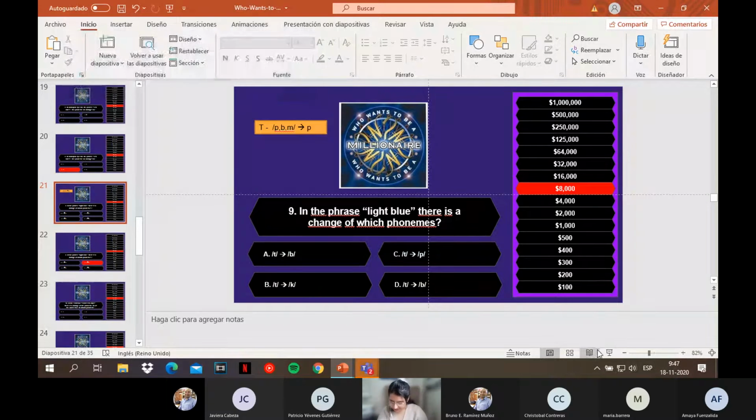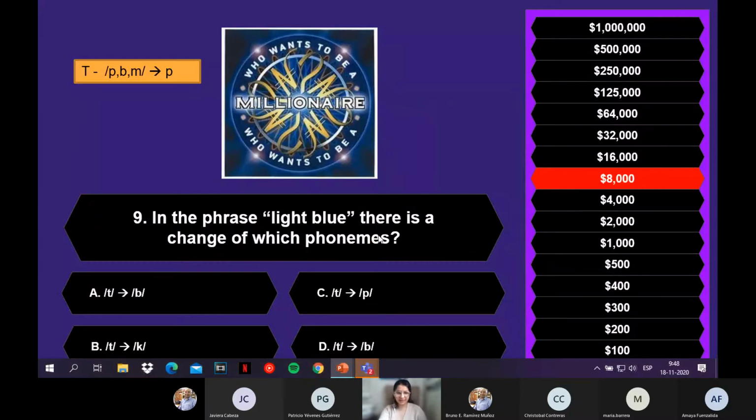Before we start, I would like to talk about this one in which I was confused. I remember, but for a moment I thought that in the case of T, when it's followed by P, B, and M, it changes to P. And I thought B wasn't included. I thought instead of B, it was T. So that was why I got confused. But the right answer was letter C.